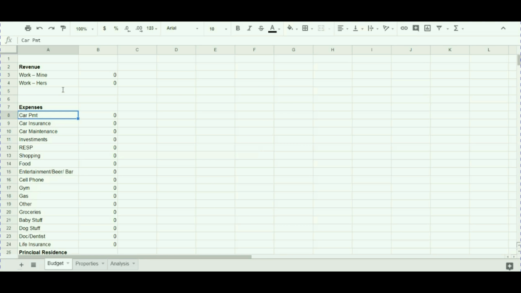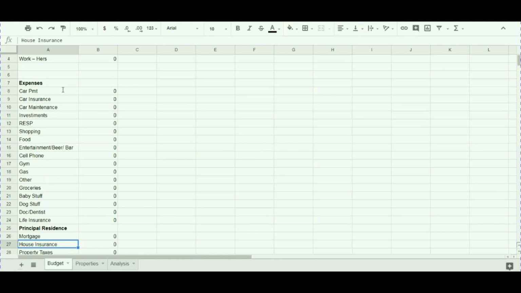So for expenses, some of the expenses that I have listed in the sheet that you probably want to add into yours, to figure out how much you actually need per month to live, are car payment, car insurance, car maintenance, my investments, RESPs for the kids, shopping, food, entertainment, and the beer and bar, all that sort of stuff, cell phone, the gym. I don't actually use that anymore, but there's still a line in here. Gas, other. I have just padding for random stuff I buy. Groceries, baby stuff, dog stuff, mostly dog food, doctors and dentist stuff that just isn't covered, life insurance.